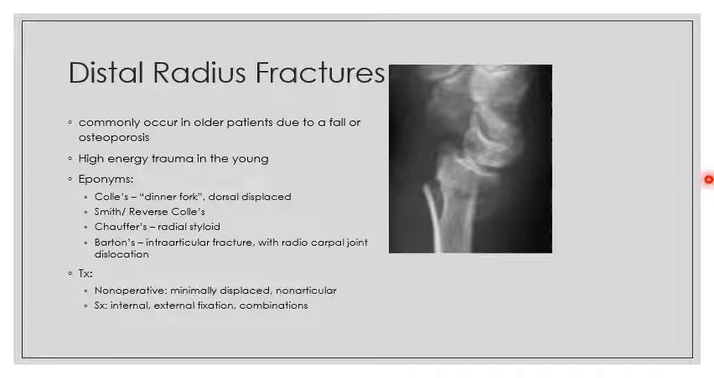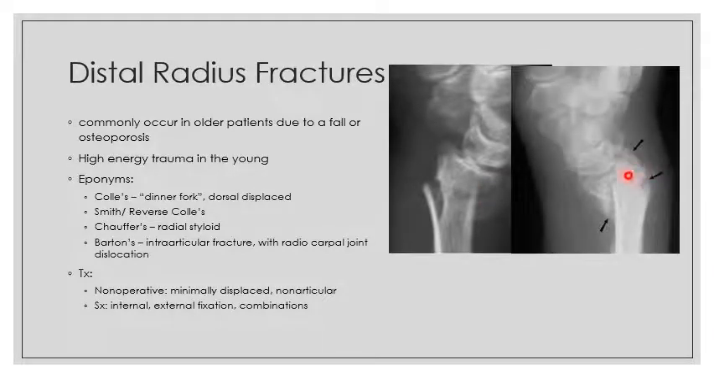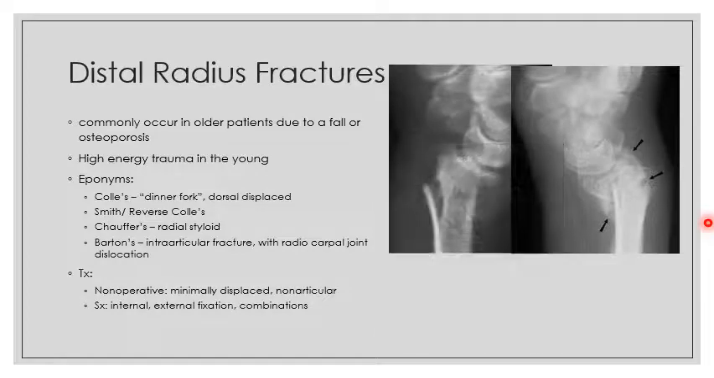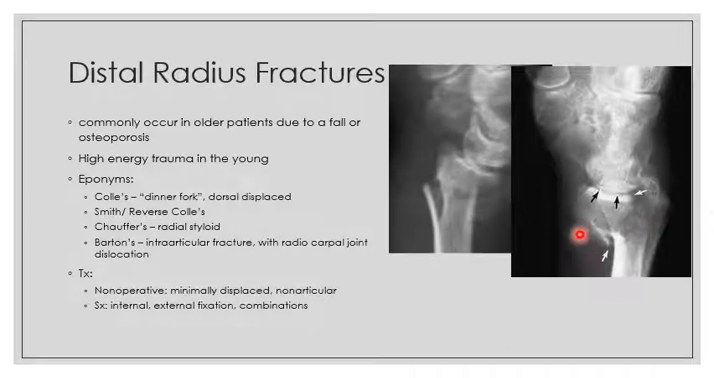While the reverse one is called the Smith's. The thumb is here, so it's pointing in that direction. The fragment is anterior. You also have your Chauffeur's fracture, which is a fracture of the radial styloid. And if it involves an intra-articular fragment, we have your Barton's fracture. Basically, a Barton's fracture involves an articulating surface. If you can see here, the joint is intact, while here there's a fracture that crosses into the joint.